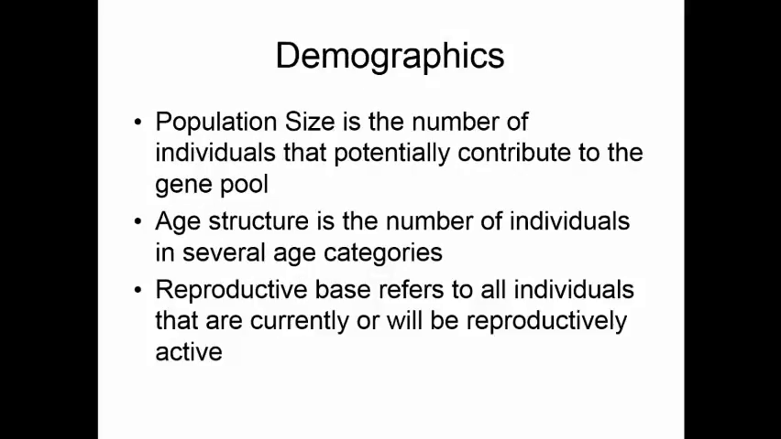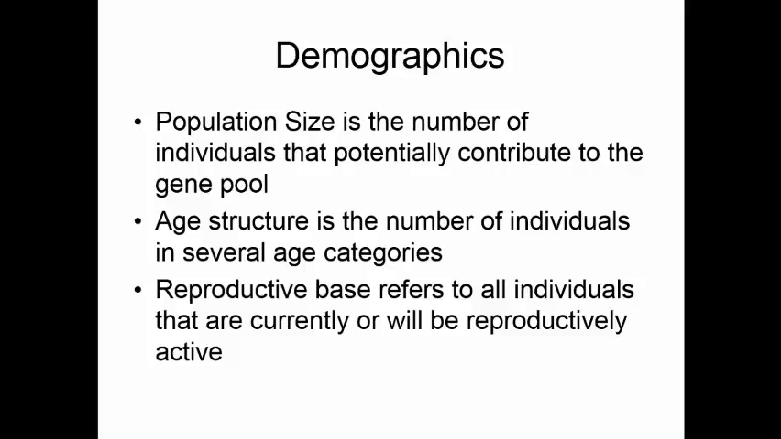Demographics include the population size, which is the number of individuals. When we talk about population size as part of those demographics, it's the number of individuals that potentially contribute to the gene pool. So it's all the ones that are capable of breeding. If something's sterile, then it's no longer in that population size group. But anything that is capable of contributing to the gene pool at some point in time is included in the population size. Age structure is the number of individuals in several different age categories.